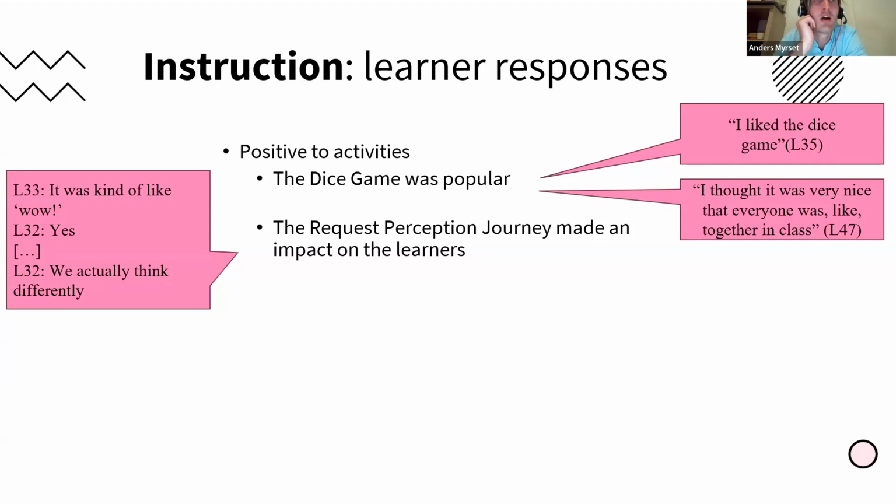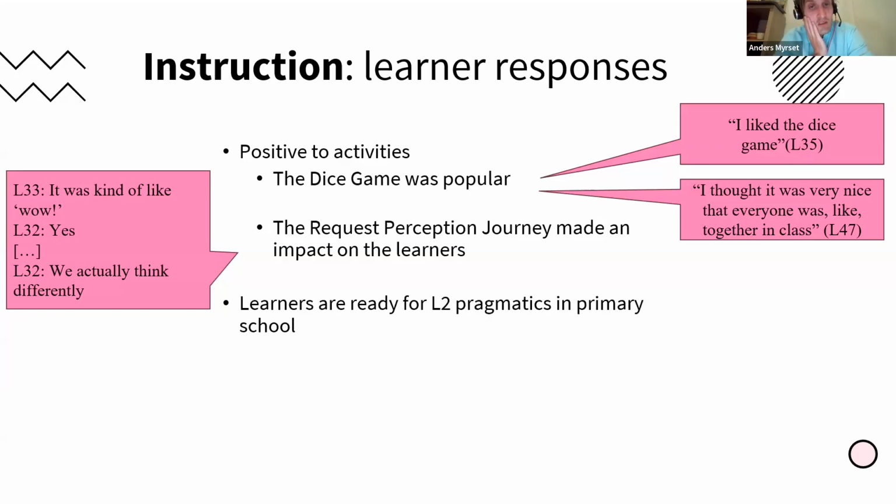It was kind of like, wow. And what the learner was referring to here was that this created this wow factor of realizing that even within what you could kind of say is a homogeneous group of learners, they were all in the same class, they had different views on what was considered nice. And then what happens when you go abroad or when you speak to people of different ages and so on. And so this was something that they highlighted during the interviews as well.